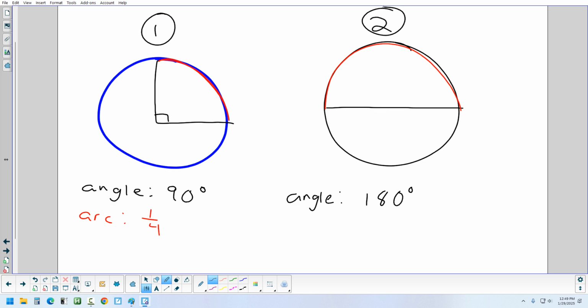So when we doubled the size of the angle, we got 180. How much of the circle does the arc take up? It does take up a half. And if you double a quarter, what do you get? A half. So if you double the size of the angle, then you also double the size of the arc. If you triple the size of the angle, you triple the size of the arc. If you make the angle half as big, you make the arc half as big. They change together. That's the point. And that's called directly proportional.